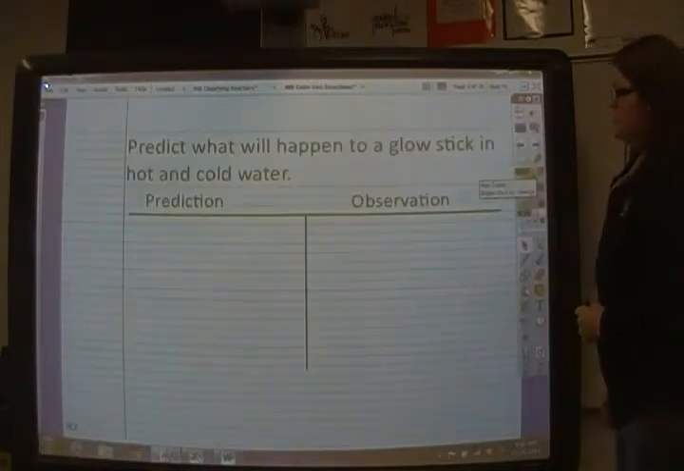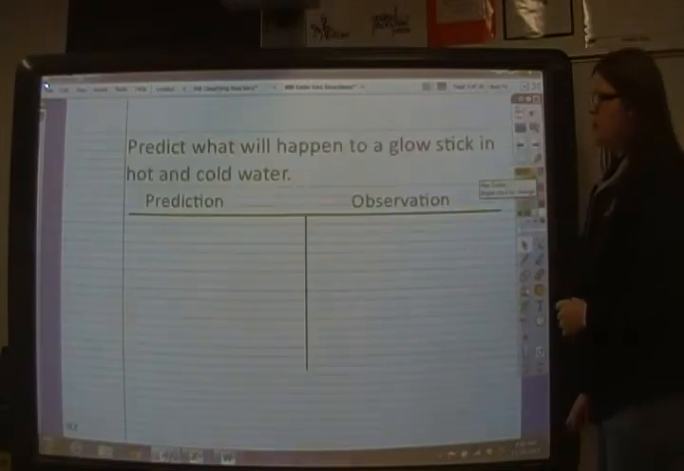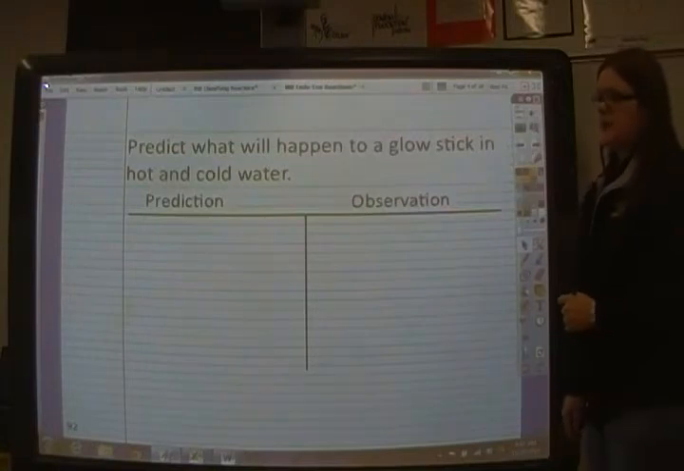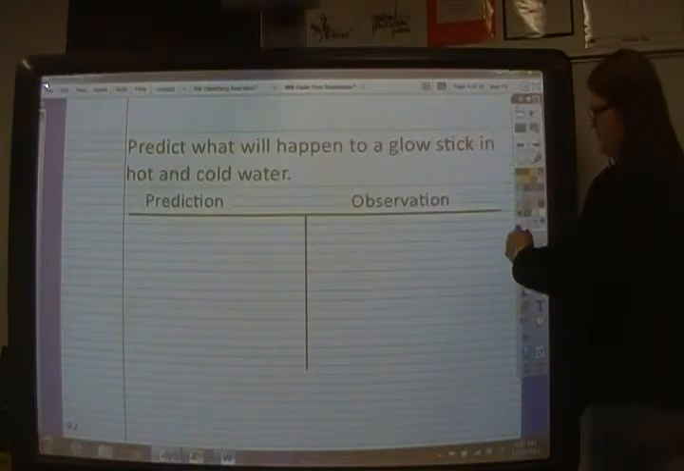On page 92 of your notebook, you should have a T-chart where you make predictions and observations about what happens to a glow stick when placed in hot and cold water. If you missed class, feel free to Google this experiment and find out for yourself.